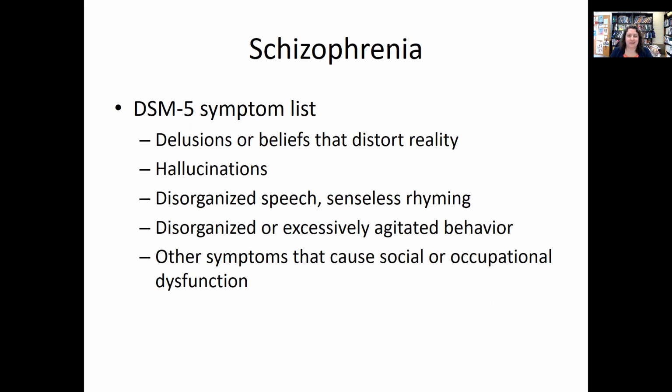DSM-5 is the Diagnostic and Statistical Manual of Mental Disorders, 5th edition. So we abbreviate it DSM. And so the symptom list here is accurate. So you have delusions, which are fixed false beliefs about reality. You have hallucinations, which are sensing things through one of your 5 senses that aren't actually there. So seeing things, hearing things, smelling things, tasting things, feeling things that are not there.